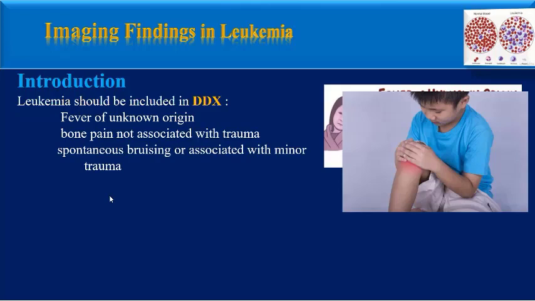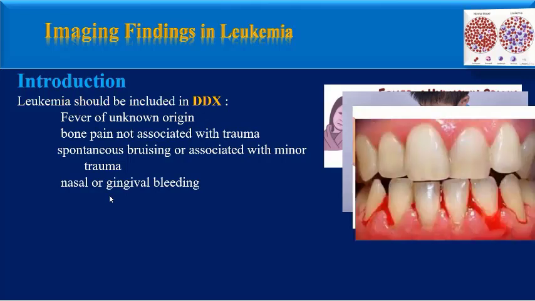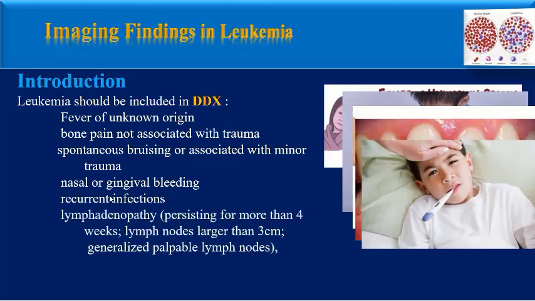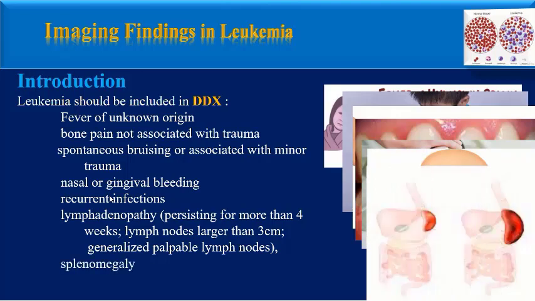spontaneous bruising or bruising associated with minor trauma, nasal or gingival bleeding, recurrent infections, lymphadenopathy persisting for more than 4 weeks, or lymph nodes larger than 3 cm, or generalized palpable lymph nodes. And the last one, splenomegaly.